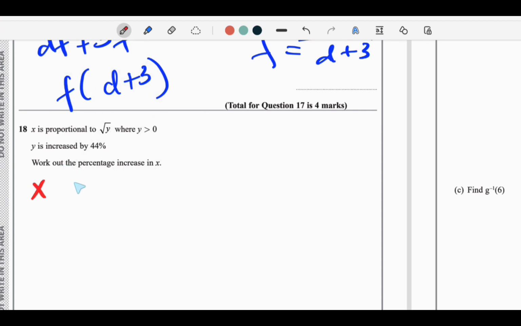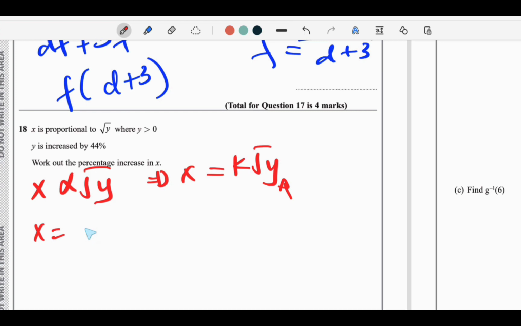If x is proportional to the square root of y, it means x is equal to k root y. If you increase y, this y is increased by 44%. You're going to have x equal to k root 1.44y. You know how I got this, right? Well, if you want to get the final value, you take the multiplier, which is 1.44, and times it by y. That's how I got it.